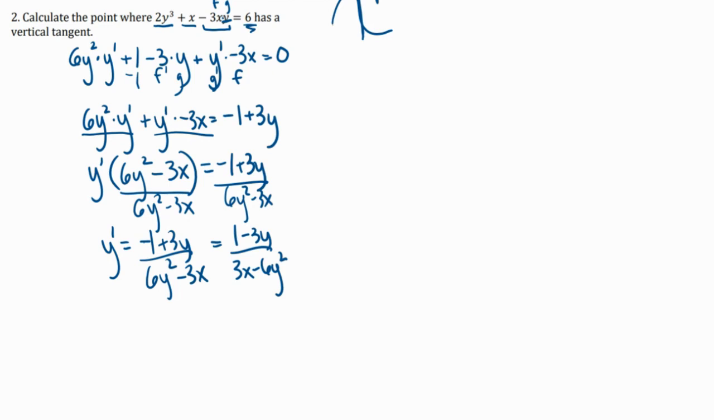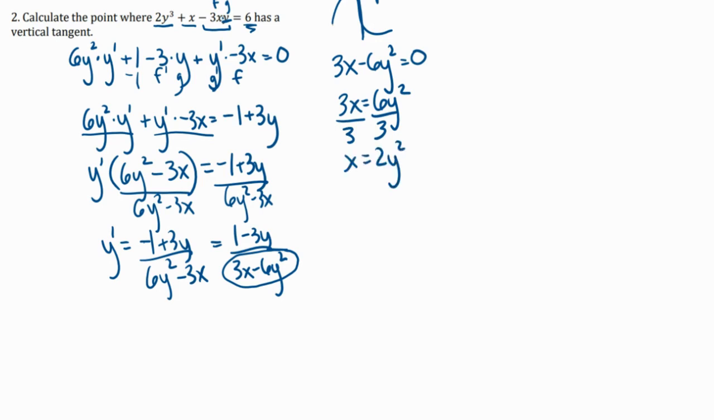Okay, now we're figuring out where we have a vertical tangent. So remember, that's where our slope function is undefined. So when is a number undefined? When you're dividing by 0. So if we set 3x minus 6y squared equal to 0, that would give me an undefined slope. Okay, so let's go ahead and solve this. I get 3x is equal to 6y squared. Divide by 3. X is equal to 2y squared.